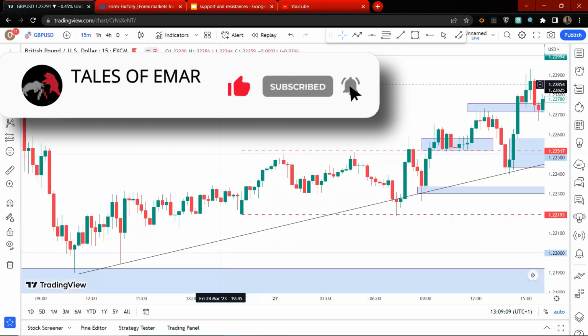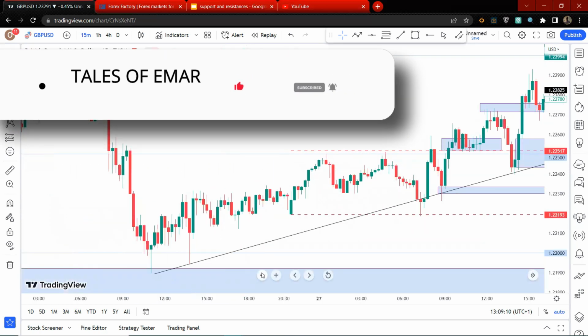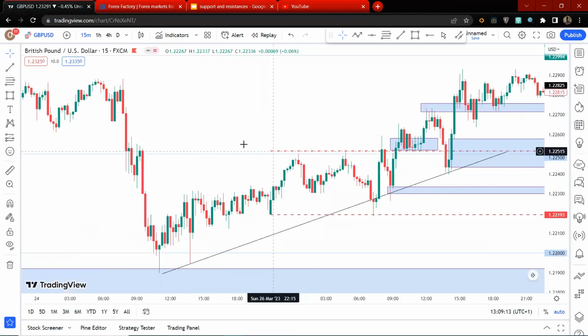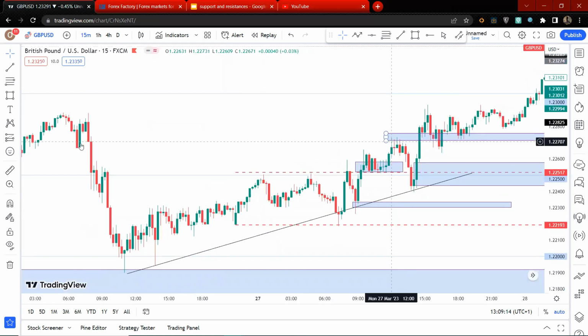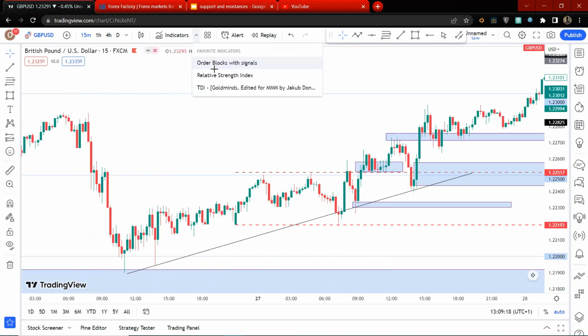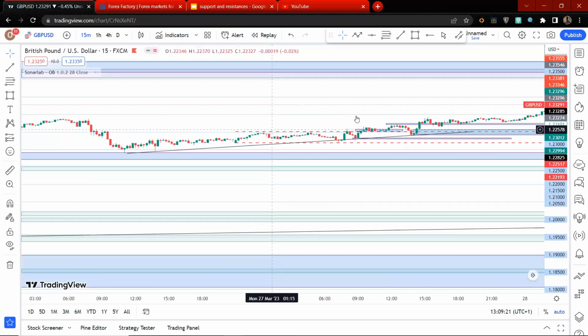Now there's an order block here. Let me zoom that out. There's a simple order block here. I think here. Sometimes this indicator shows you what you're not seeing. Right now it can't appear because the market has moved on, but consider so many things.